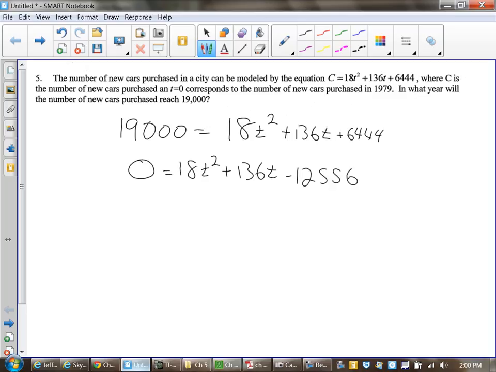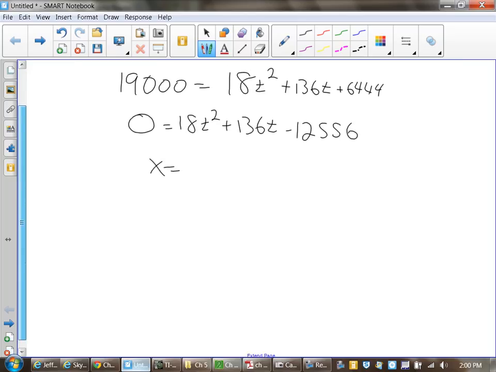I don't know about you, but I am not going to factor that, nor am I going to try to complete the square or any of that. What I'm going to do is use the quadratic formula. The quadratic formula is going to give me zeros, one positive and one negative. I'm talking about time. Do I want a positive or a negative? I want a positive value.